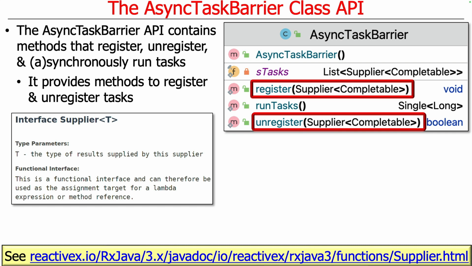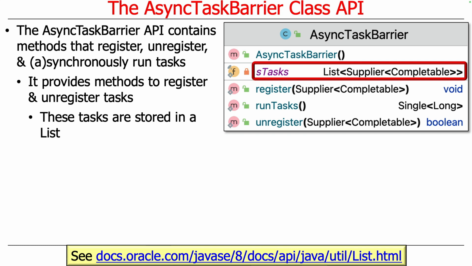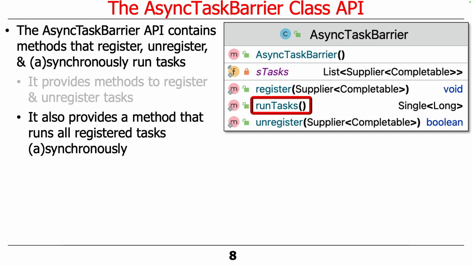As long as you have a method that takes no parameters and returns a completable, you can pass it as a method reference to register or unregister. When you do that, as we'll see when we look at the implementation, those methods store the parameter into a list of suppliers to completables. No real surprise there. It's called stasks, S for static, so it's a list of static tasks.